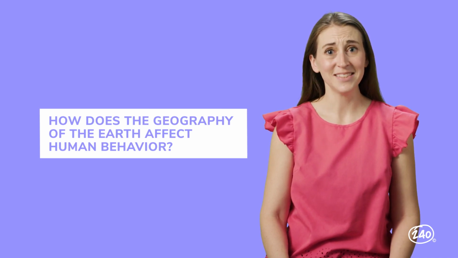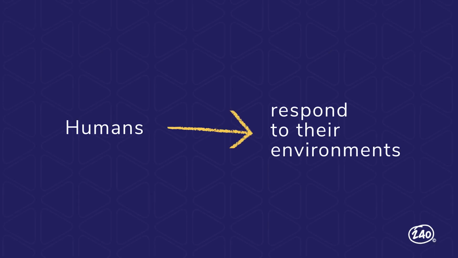I know, that doesn't really narrow things down. Let me try and break it down more clearly. Simply put, humans respond to their environments. They might even move because of it. Here's an example. Before 1900, nearly every city founded was located near some sort of water source, whether it be the ocean or a river.